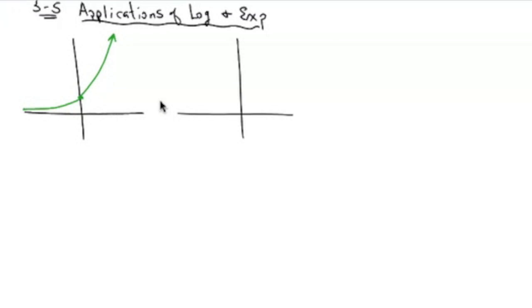What would the general equation of this thing look like? 2 to the x would be one possibility. The one we're going to work with is, I'll write e to the x for now. We'll change it in a second. The other possibility is the backwards one, coming down.